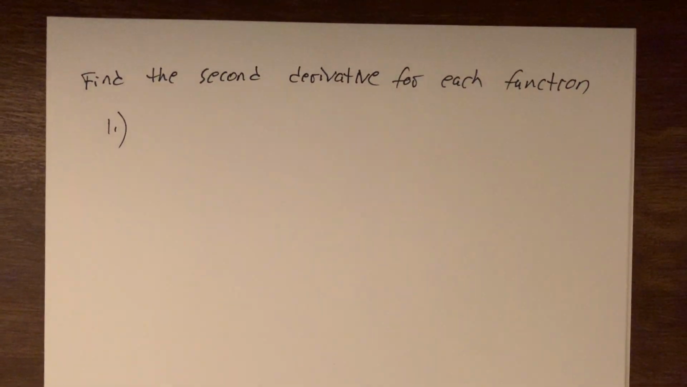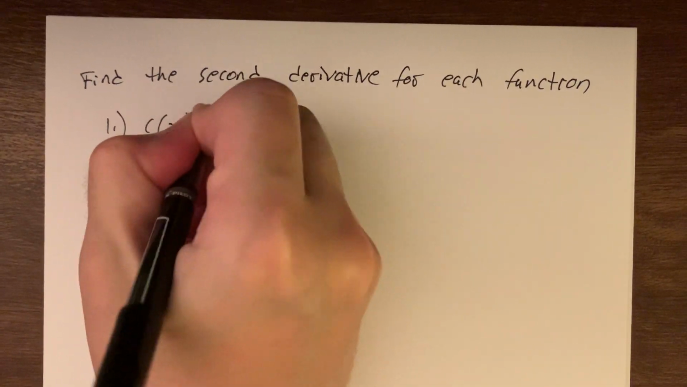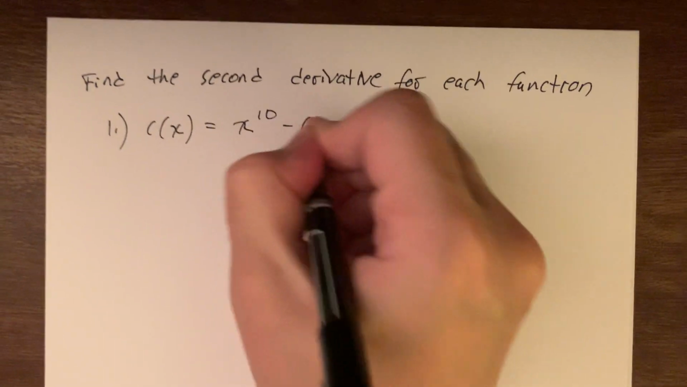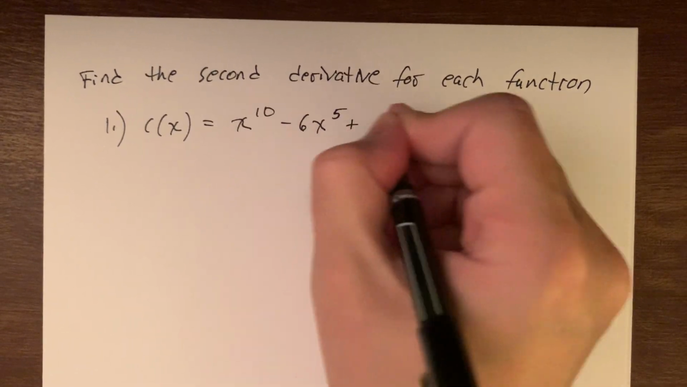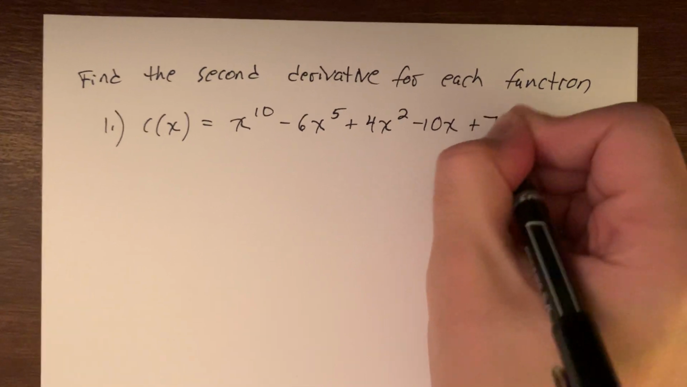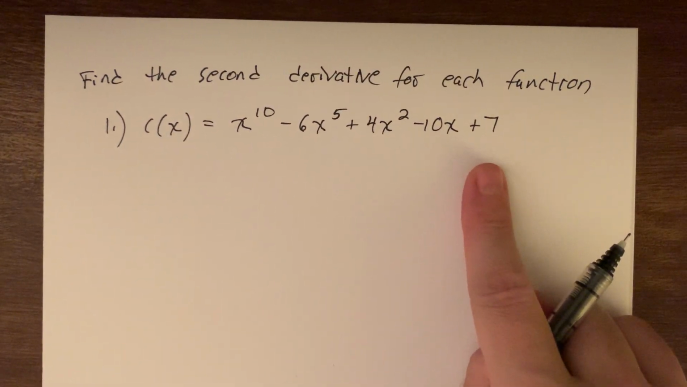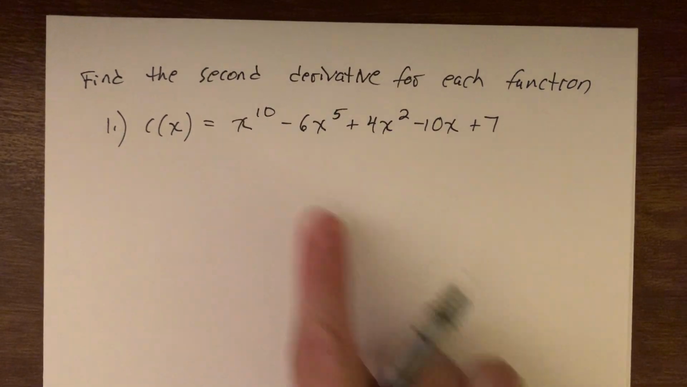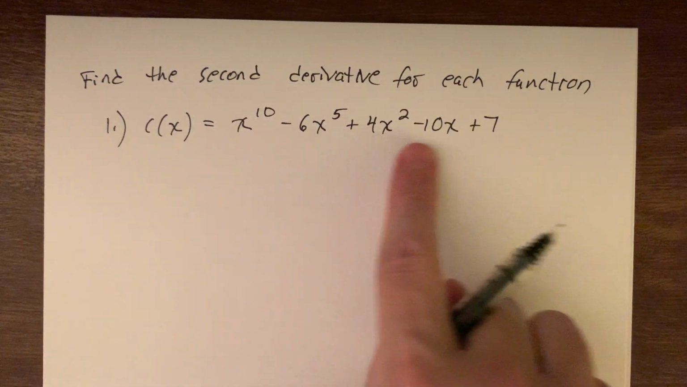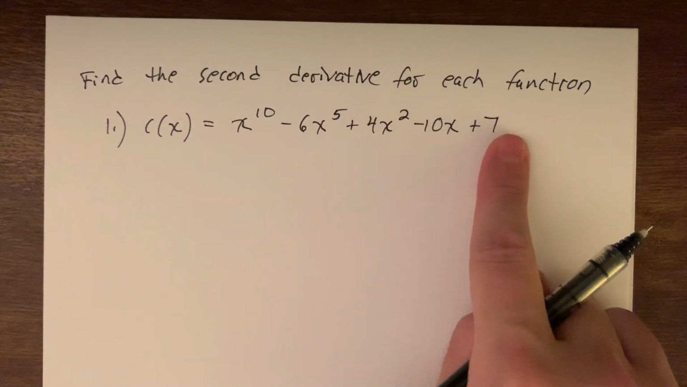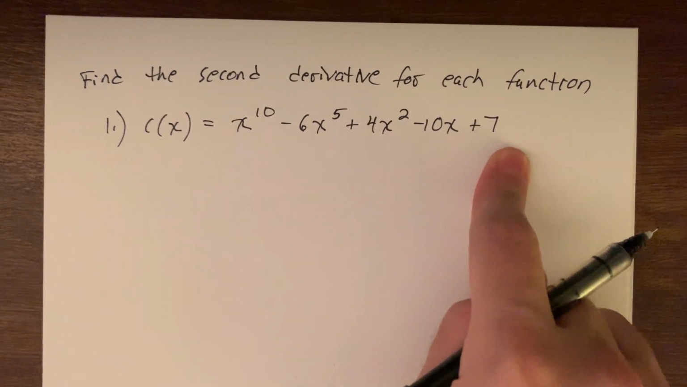So number one, I'll look at c of x is x to the 10th power minus 6x to the 5th plus 4x squared minus 10x plus 7. Well, this first one is super nice and super friendly. Nothing fancy here. Yes, there's 5 pieces, but every piece is a nice simple x to a power or just the number. All the pieces are connected by addition subtraction.